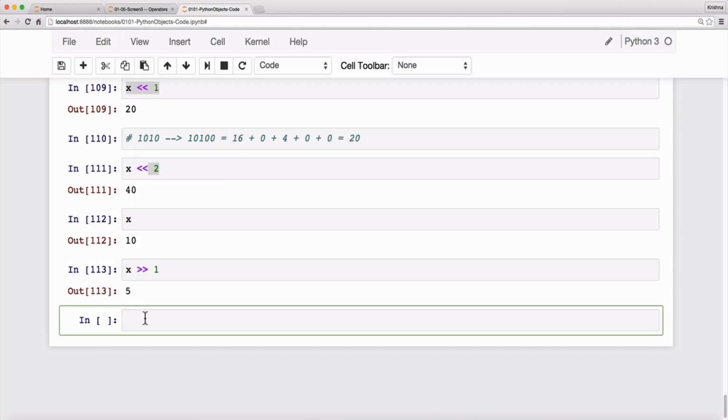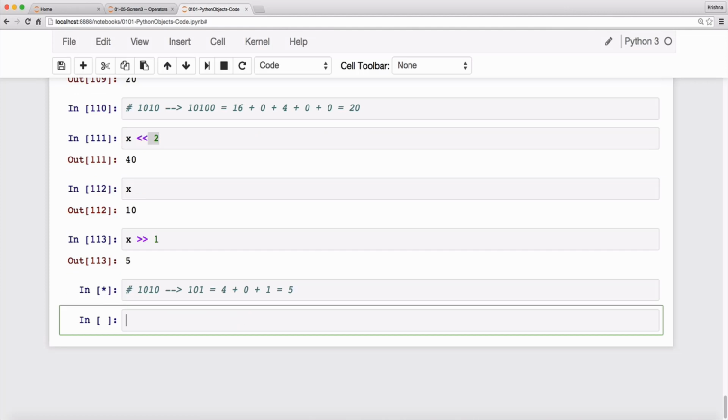And if you want to see the binary representation of this, 10 is 1010, and if you right shift, it becomes 101. 101 is equivalent to 4 plus 0 plus 1, that is 5. That's how we got 5 there. So that is about left shift and right shift. Basically you have to remember that when you are shifting left, you are multiplying by 2, and when you are shifting right, you are dividing by 2.